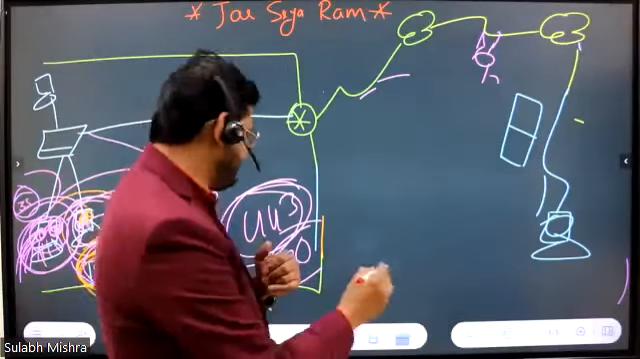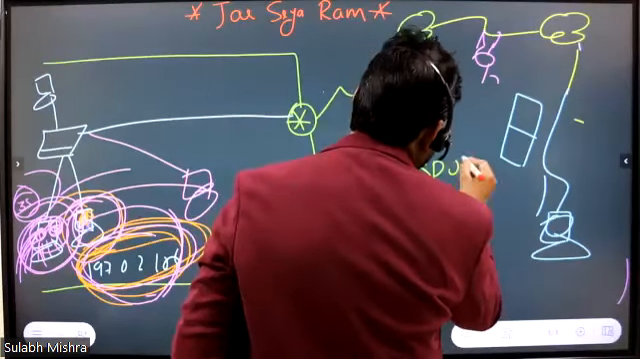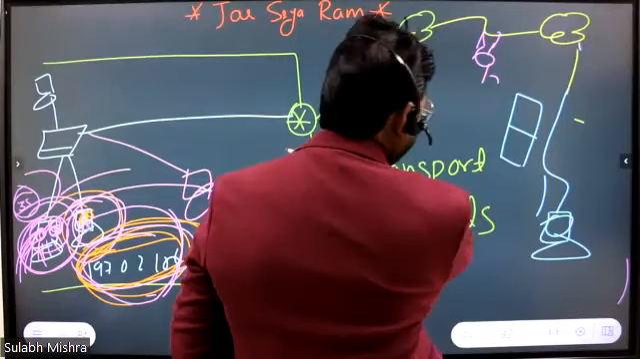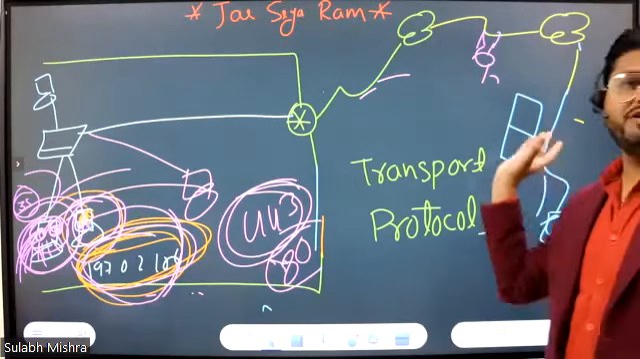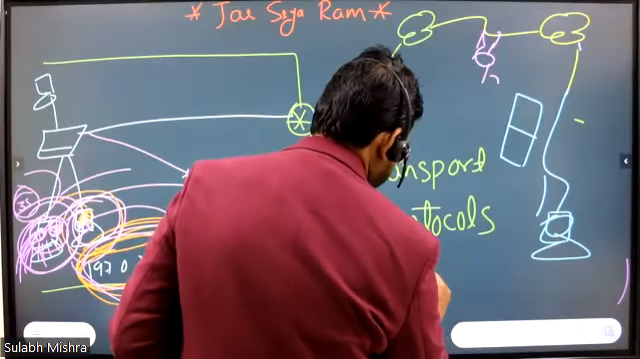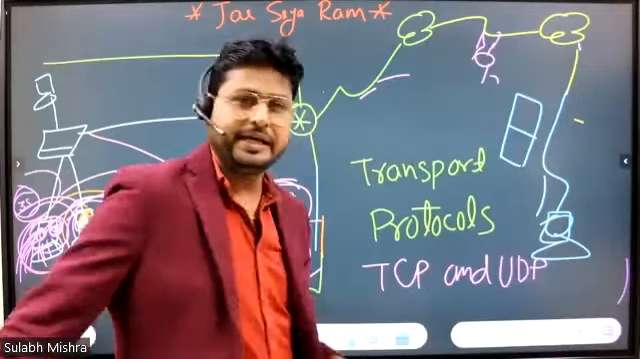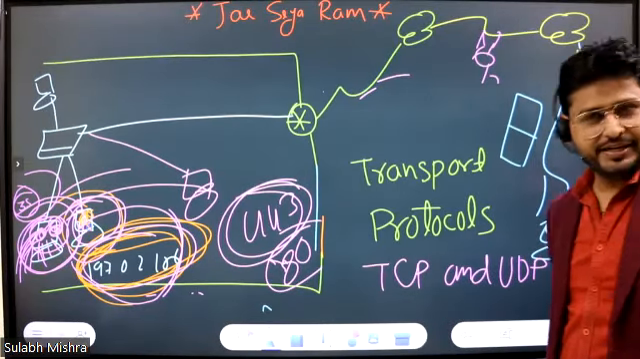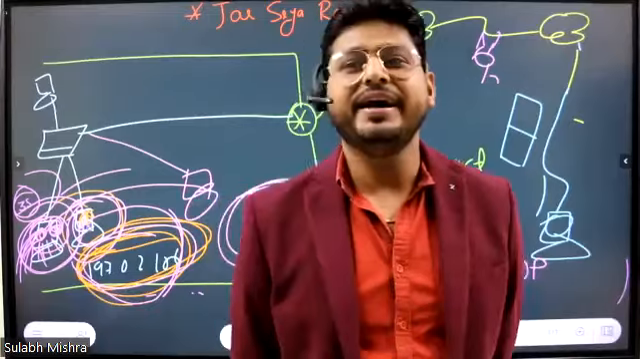In digital communication, what do we call them? TCP, UDP. We call them TCP and UDP, the transport protocols. We have two, that's why I'm writing protocols. Any of the transfer protocols will bring the data from source to destination. So what are those transfer protocols? TCP and UDP. TCP stands for Transmission Control Protocol. And UDP? User Datagram Protocol, right?